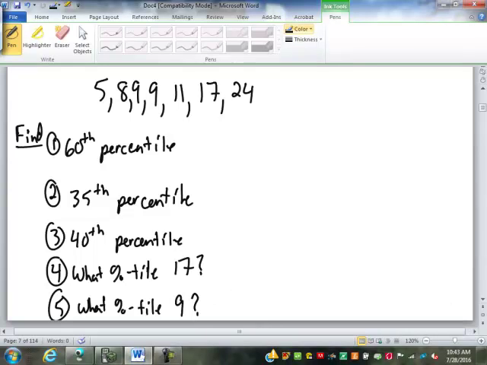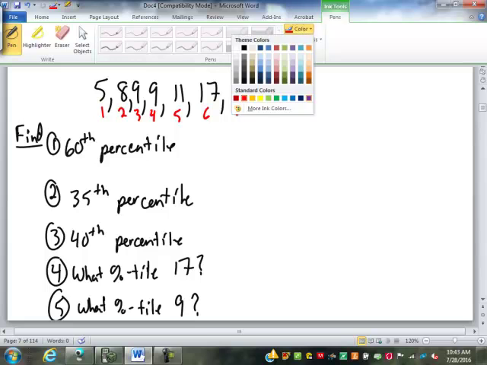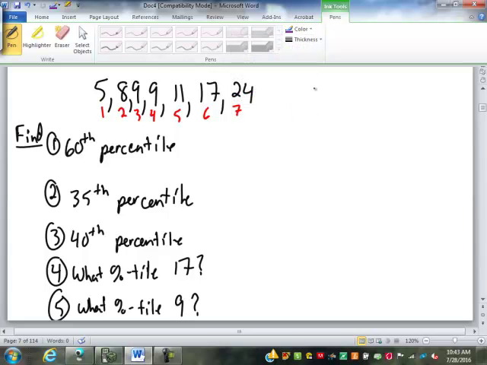So to find the 60th percentile, I'm going to again go back and number them just to make it easier. So how do we find the 60th percentile? 0.60 times 7 is 4.2, which tells us that the 5th number, so 11, is the 60th percentile. Questions on that?